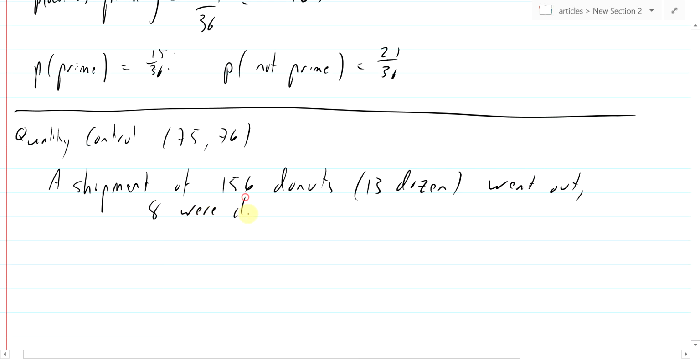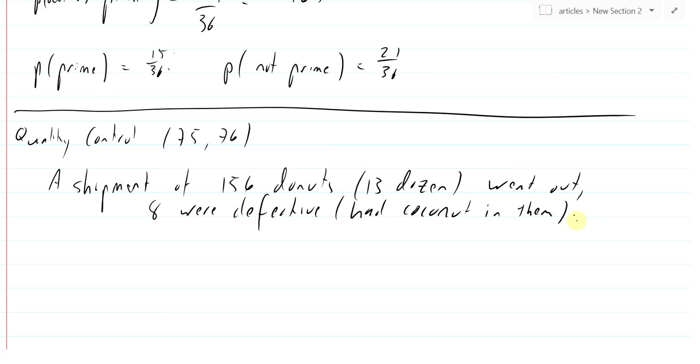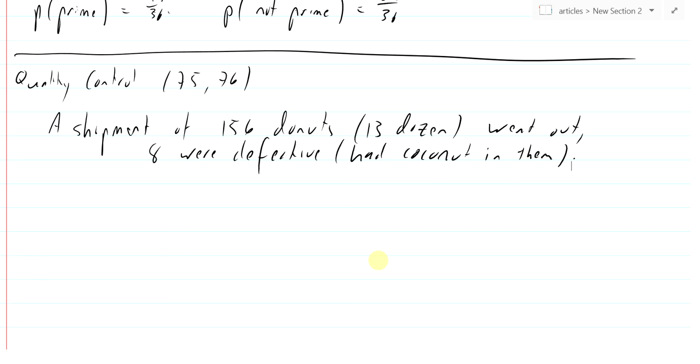And in this context, since I'm making up these problems, being defective means that they had coconut in them. Of course, this is a little lighthearted thing about donuts, but people do have severe fruit allergies, right? So if you had 156 donuts that went out and you said, these are peanut-free donuts, but 8 actually contained peanuts, then you might have a serious problem, and you need to do some kind of quality control to make sure that you're not shipping out contaminated things.